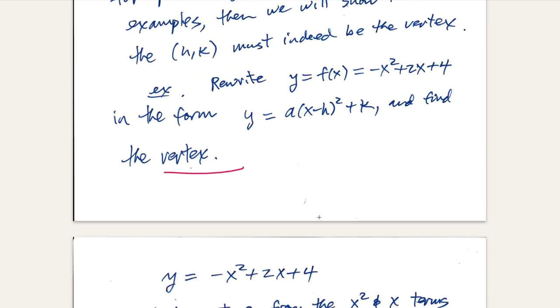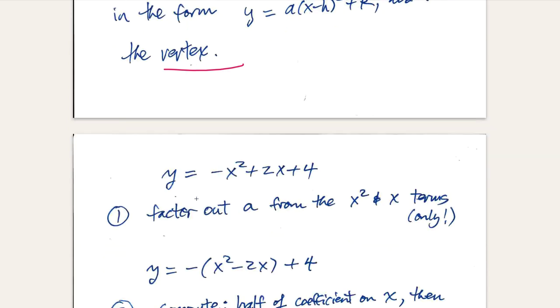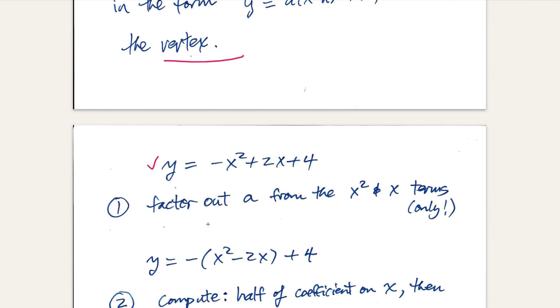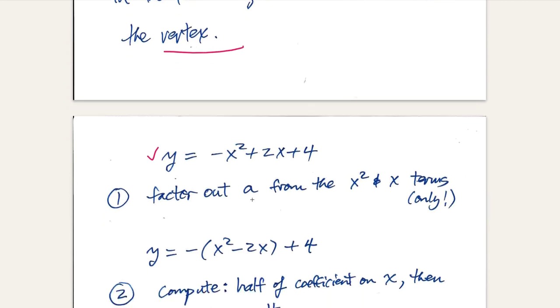So here's what we're going to do, okay? I just rewrote the original, so that's just starting with the original. Didn't even do anything yet. Okay, I'm going to tell you the steps to follow. Factor out the leading coefficient, okay?